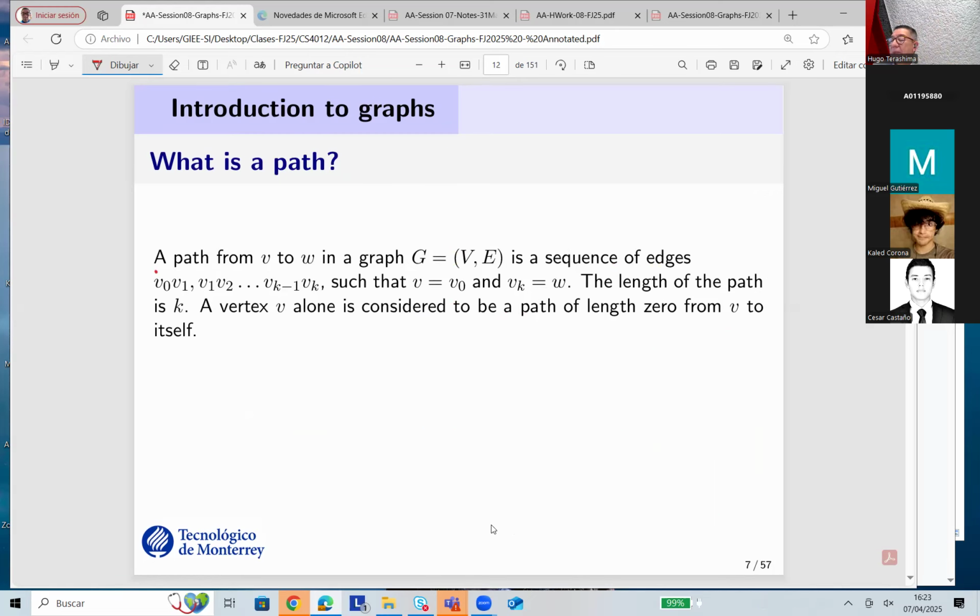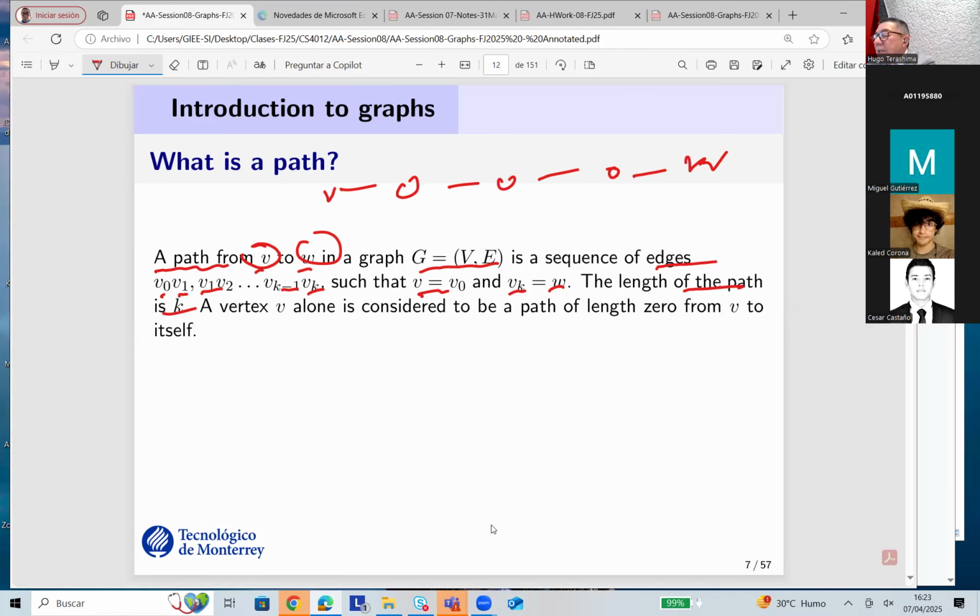Okay. And what is a path from B to W in a graph G? It is a sequence of edges: B0, which is the initial node, to B1, and then B1 to B2, and Bk minus 1 to Bk, in such a way that B is the initial node and Bk is the last node from B to W. And the length of the path is k usually, so the number of edges that you traverse from B to W.